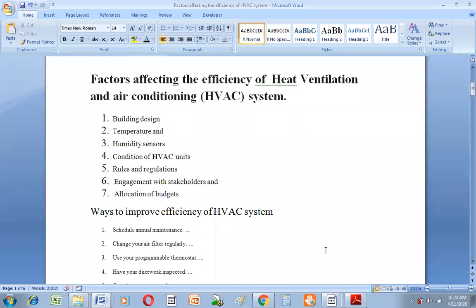So we have to maintain them, we have to clean them, we have to insulate the pipes. So these are the points. Then change your air filters regularly. We have to change the air filter, removing the dust particles accumulated in it, so that the air will be filtered more properly and you will get clean air inside the hall, or inside the room, or inside the cinema hall where we are using the HVAC system.